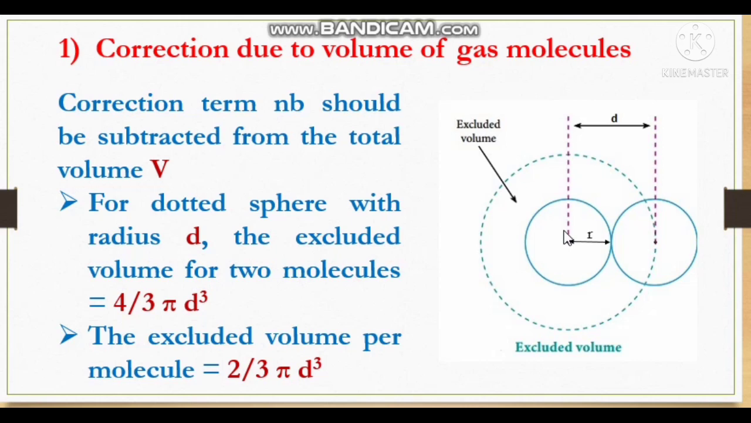Now the excluded volume for two molecules is 4/3 πd³. We have to consider the excluded volume for a single molecule, so it can be divided by 2. When it is divided by 2, the excluded volume per molecule will be equal to 2/3 πd³.